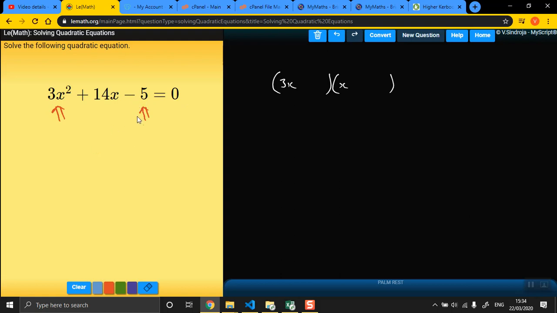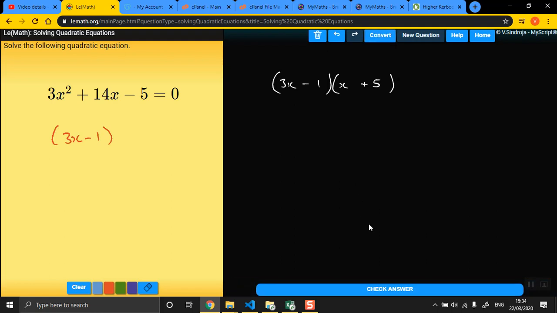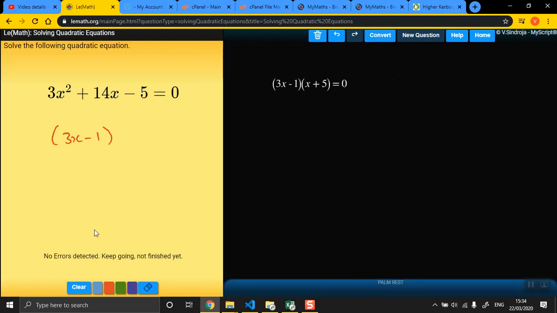Now -5 is a nice number. It's not particularly difficult to work with. So it could be 5 times -1 or -5 times +1. That's really your only options. So you just have to figure out which order they go in. When you expand the whole thing, the middle two terms have to add to 14x. So I suspect it's probably going to be 5 here and -1 there. I'm going to put equals 0 and get the computer to check for me. Okay, yes, so that's right.